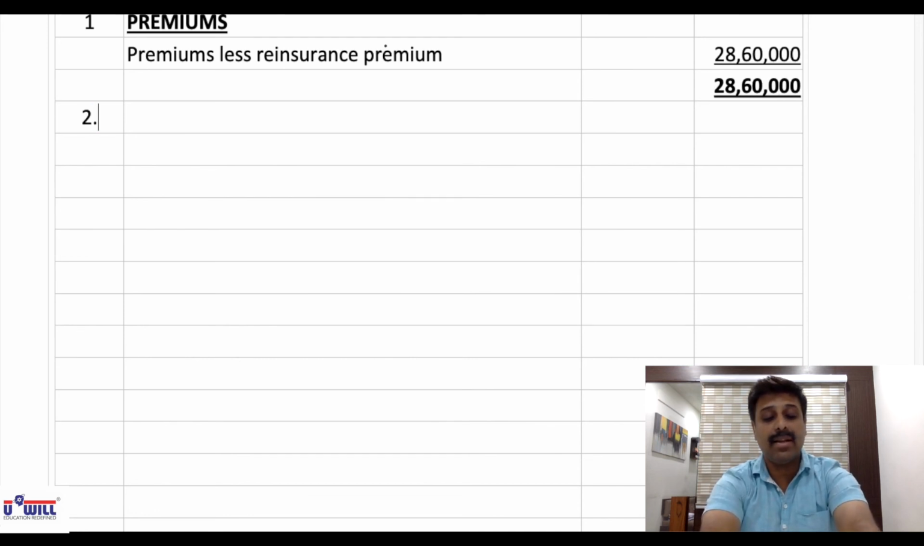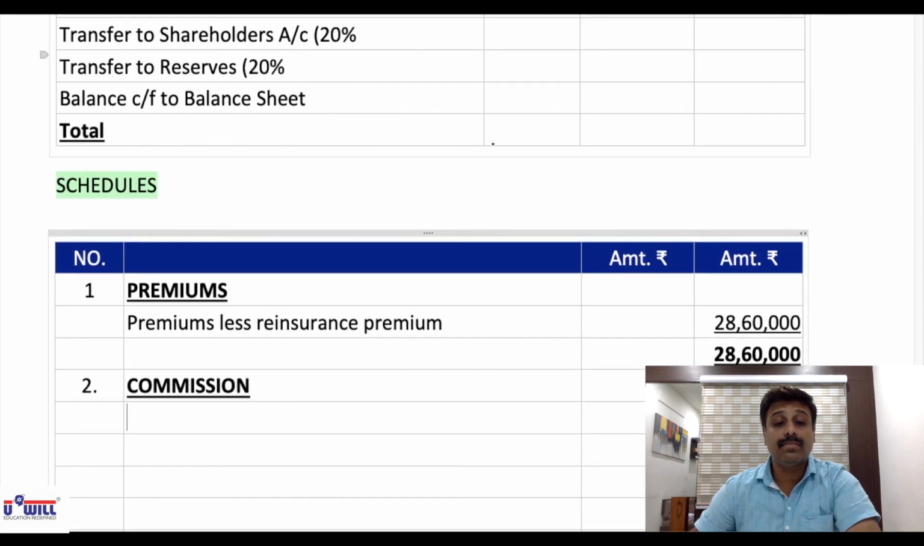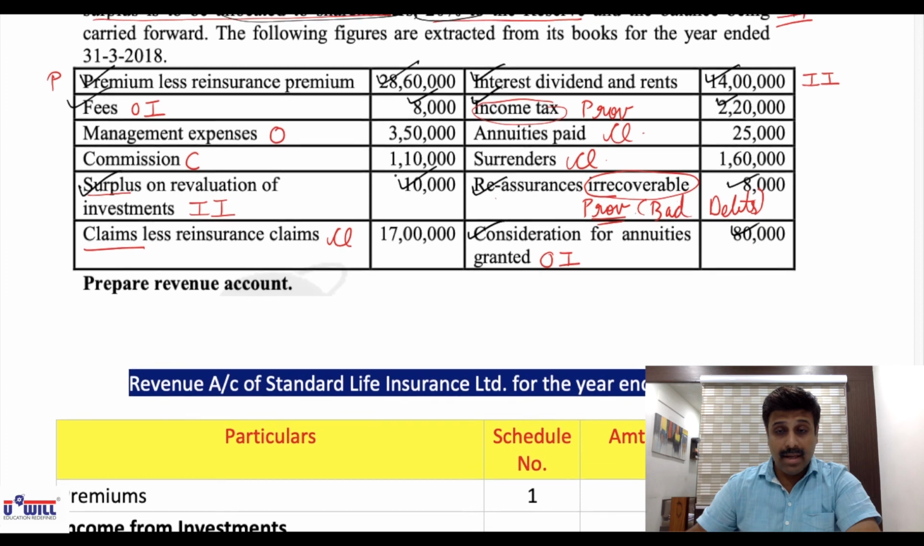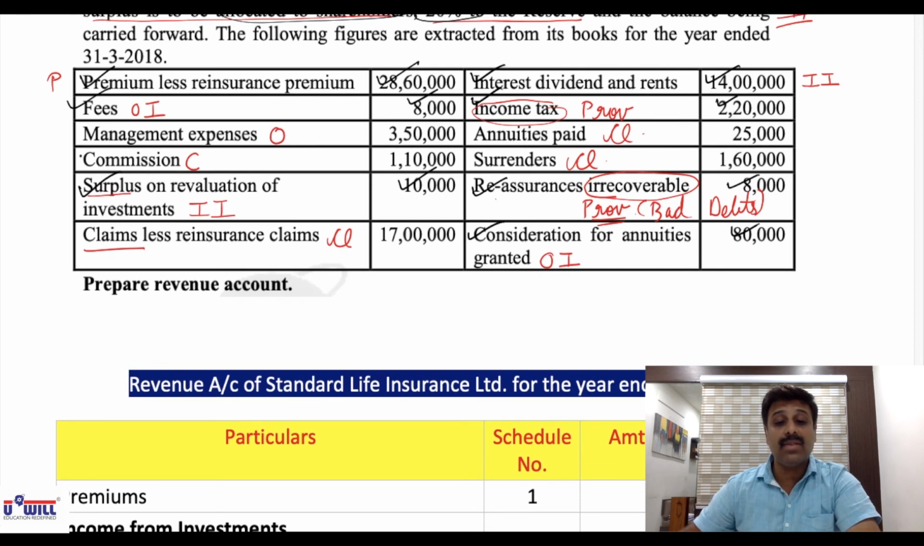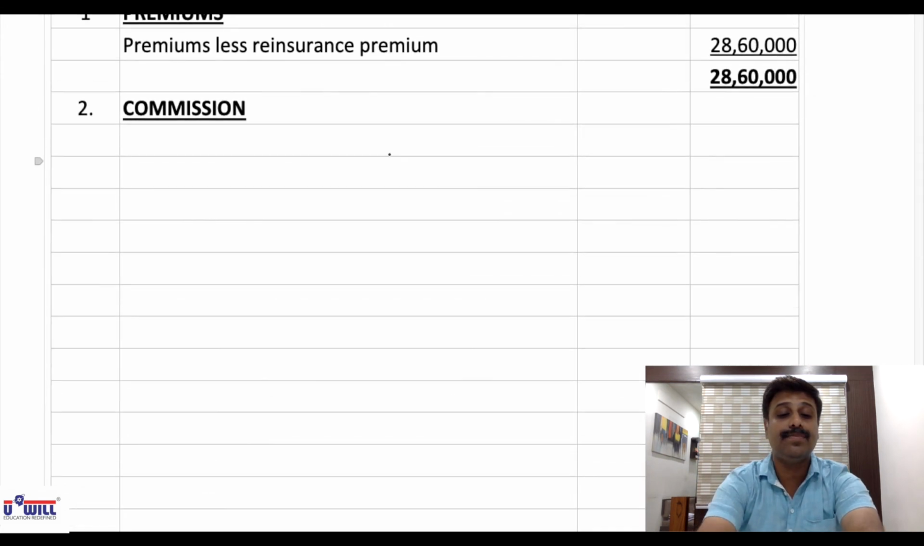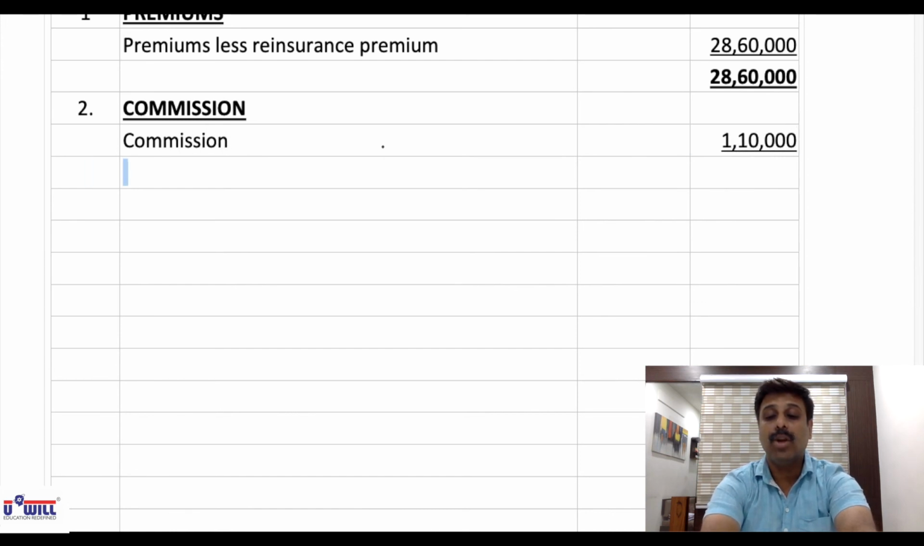Then second, we will make workings, notes or schedules for commission. All the items marked as C. Again in commission also we have only one item, that is 1,10,000. So directly we'll write it in the outer column, commission 1,10,000. Total also 1,10,000.